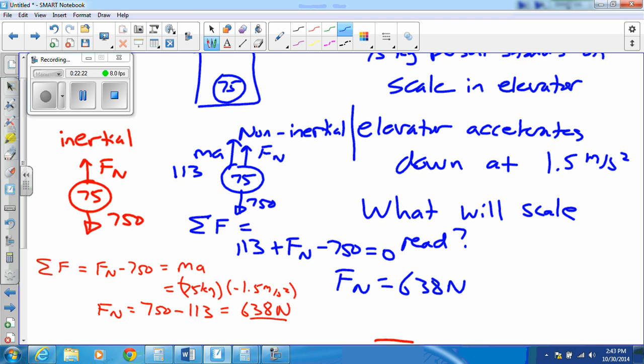Yes. Do you always have to calculate the inertial before you calculate non-inertial? Great question.